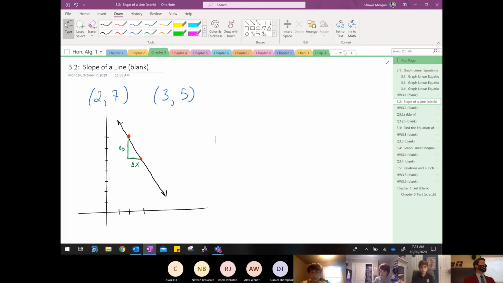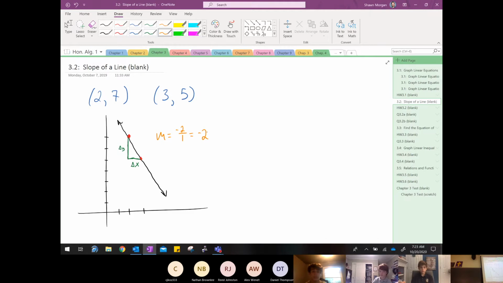And visually speaking, my delta x is a change of 1. So we would say that our slope here, m, equals negative 2 over 1, or just negative 2. Why is it negative again? Because it's going down and to the right. Now, that's the visual way. That's kind of like your first stab at looking at how to calculate the slope.